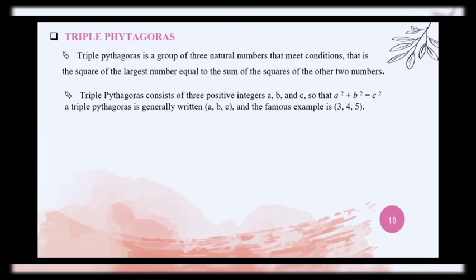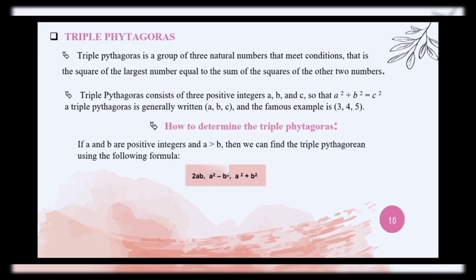Next is Pythagorean triple. A Pythagorean triple is a group of three natural numbers that meet a condition. That is, the square of the largest number equals the sum of the squares of the other two numbers. A Pythagorean triple consists of three positive integers a, b, and c, so that a squared plus b squared equals c squared. It is generally written in brackets (a, b, c), and the famous example is (3, 4, 5).